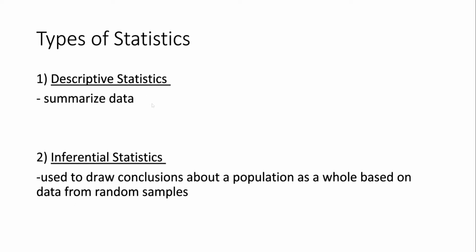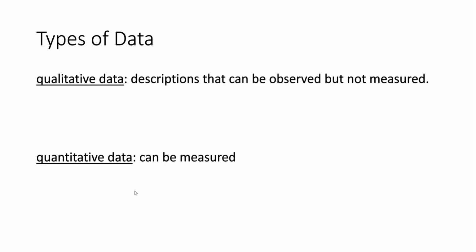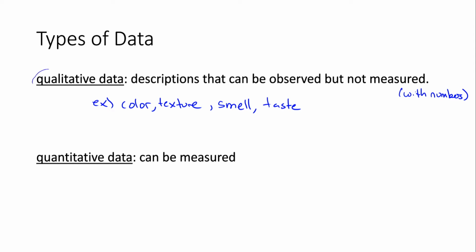Things like graphs are examples of descriptive statistics. We'll see some inferential statistics a little bit later. Now we'll talk about types of data. The first type of data we'll talk about is qualitative data. And these are descriptions that can be observed but not measured with numbers. Some examples might be things like color, texture, smell, taste. And a way that you can remember this is because the word quality is kind of in here.